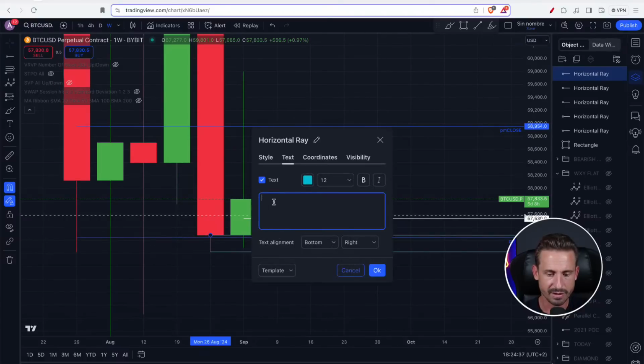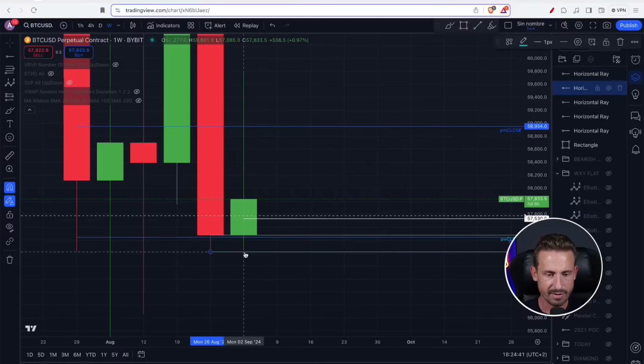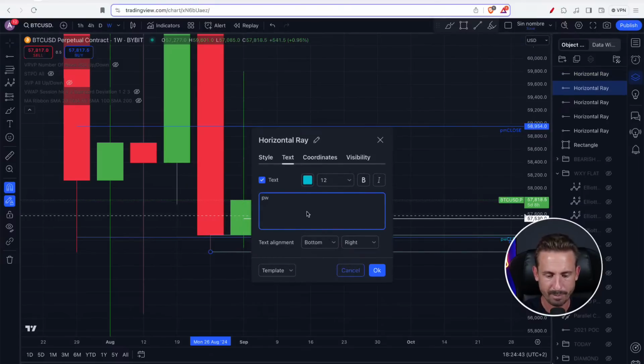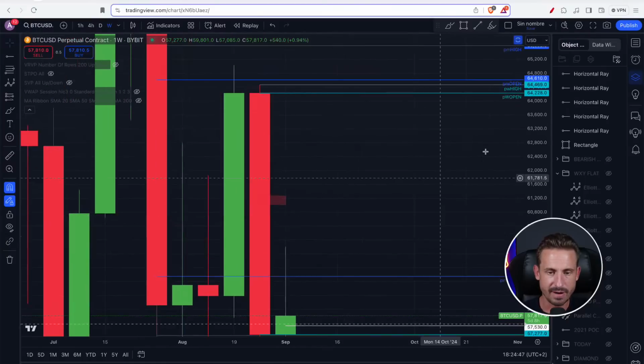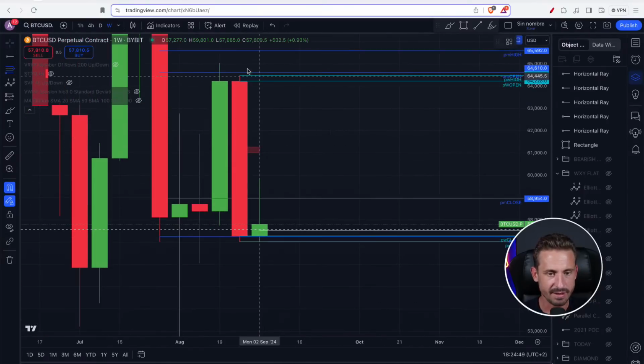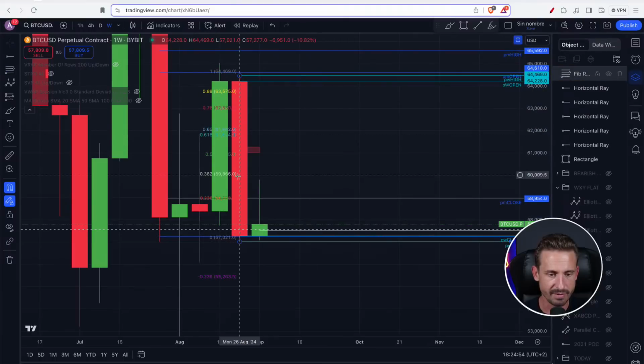So we got previous week close right over here and previous week low, and previous week equilibrium as well is very important, which is basically the 50% Fibonacci from the highs to the lows of the previous week.